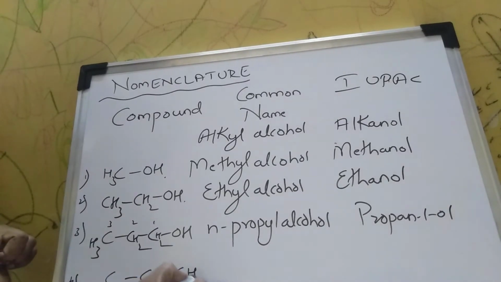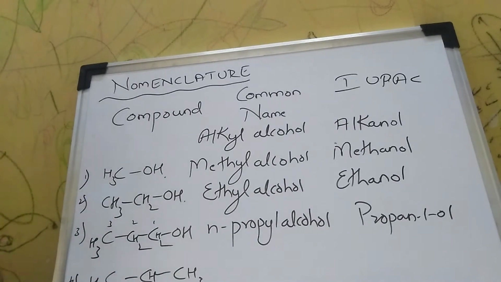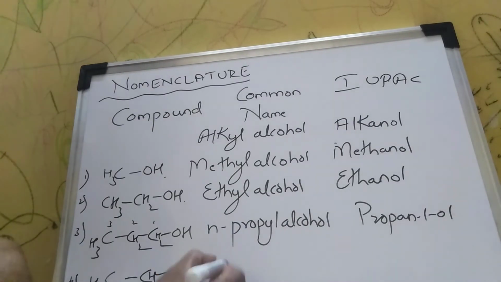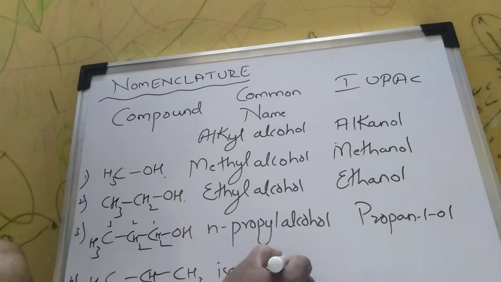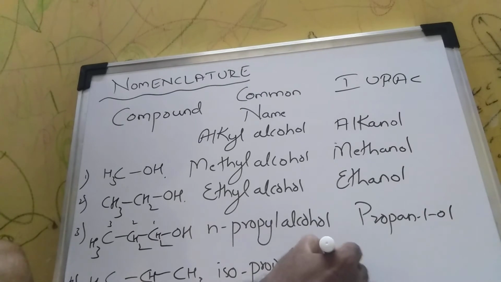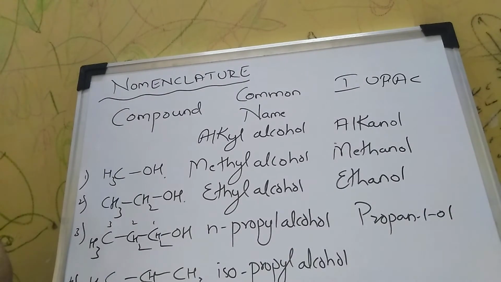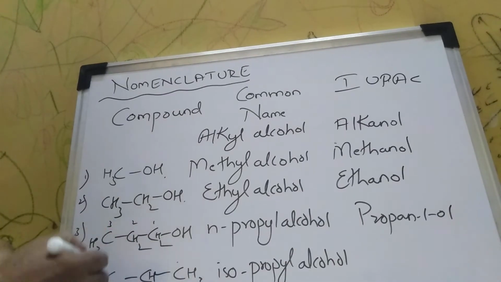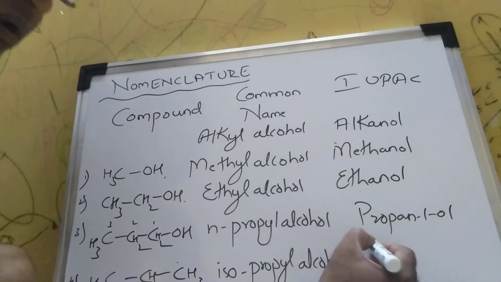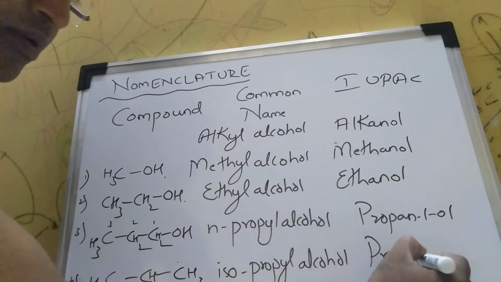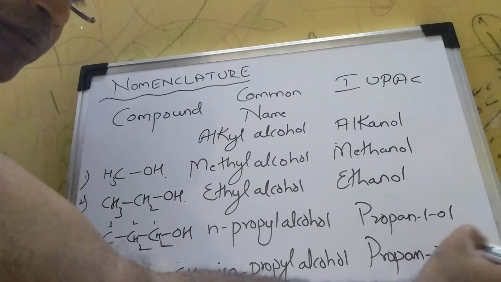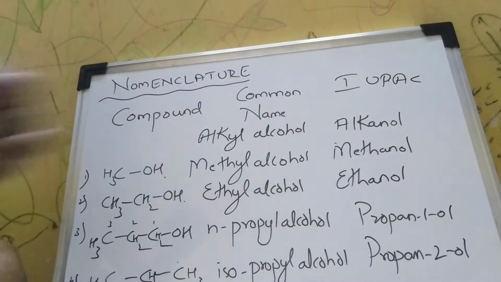Let's fill in the valencies. Terminal CH3, CH3. Now the middle one, 1, 2, 3. The fourth one is H. 3 carbon atom, right? And OH is branch. This is isopropyl alcohol. IUPAC name 1, 2, 3, or 1, 2, 3 means propan, which is attached to second carbon atom, propan-2-ol.